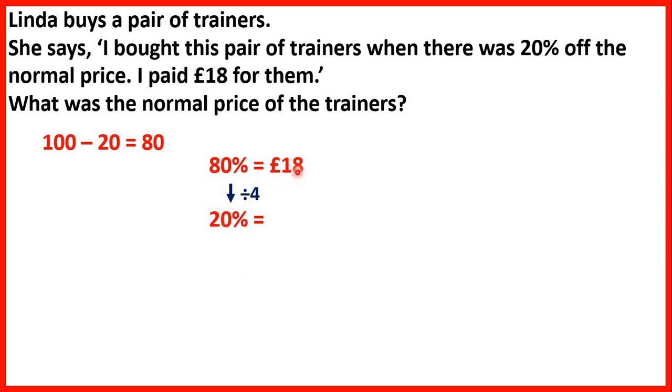So £18 divided by 4 is £4.50, and then if we know that 20% of the price is £4.50, we can work out 100% by multiplying by 5, because 20 times 5 is 100. So if we work out £4.50 times 5, that will give us £22.50. So that's 100% of the price, or the normal price, of the trainers.